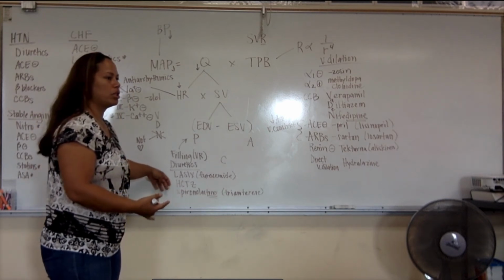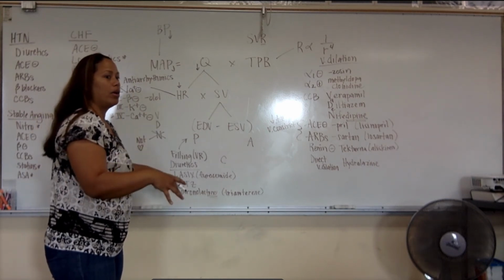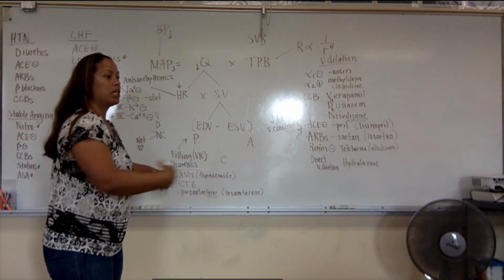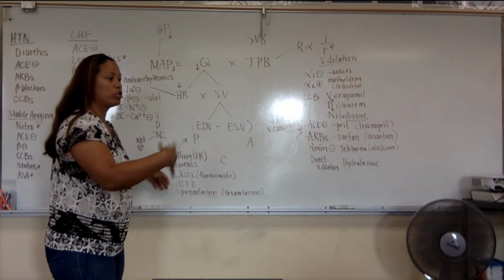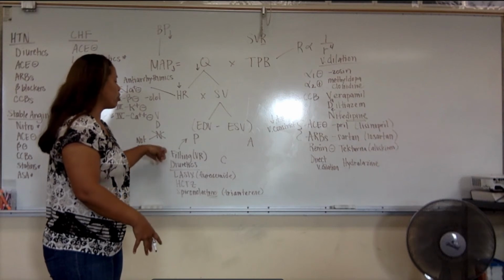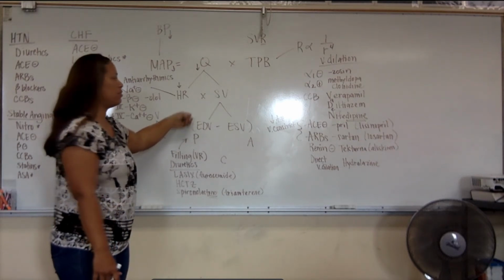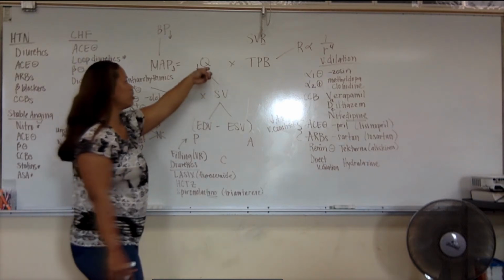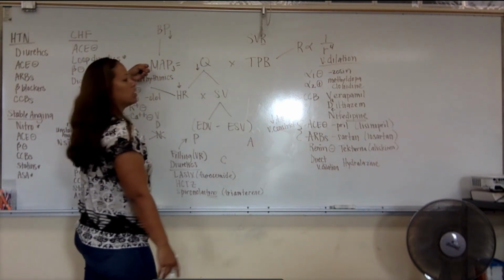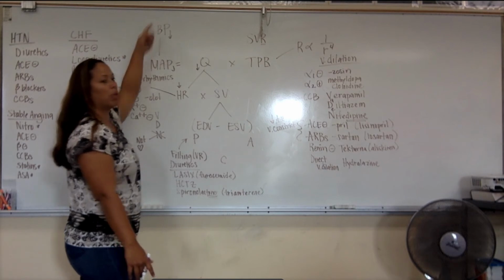Diuretics reduce preload. How? Well, because you pee it all out, you reduce blood volume, you don't have enough going back to the heart, that reduces preload, that reduces EDV, reduces stroke volume, reduces cardiac output, reduces venous arterial pressure, reduces blood pressure, right?